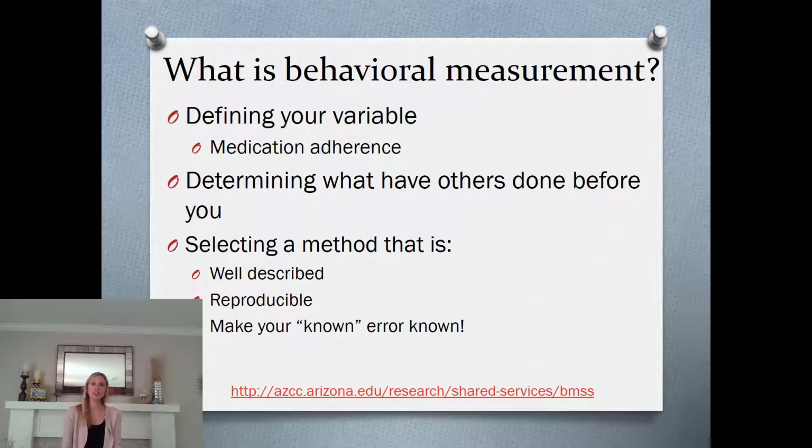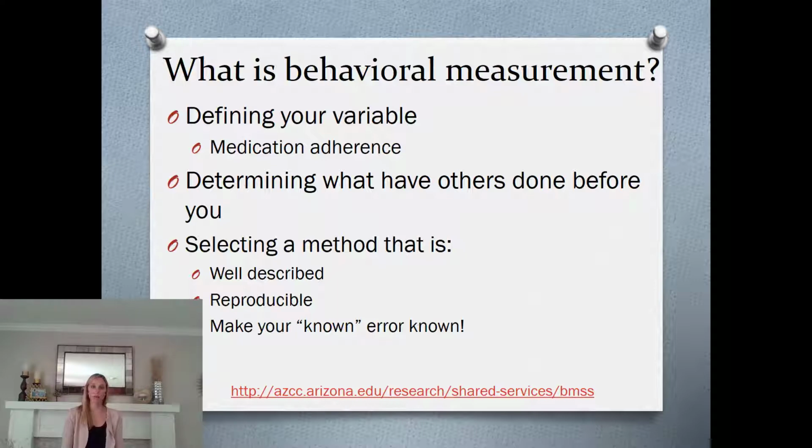So there are a couple different pieces of behavioral measurement and a couple different steps that you have to go through. The first one is defining your variable. If you don't have a really specific definition of what your behavior is, it's really difficult to measure and to determine whether it has been achieved. This is kind of similar to when we're talking about writing objectives. They need to be SMART objectives. You also, to a certain extent, need to have a SMART definition of your behavior.